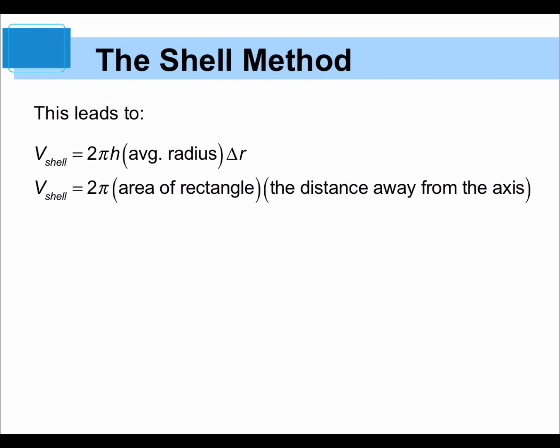Okay, so I introduced r1 and r2, but then like I said, as it continues to shrink, we just have one value of r. And that r is the distance away from the axis of revolution.